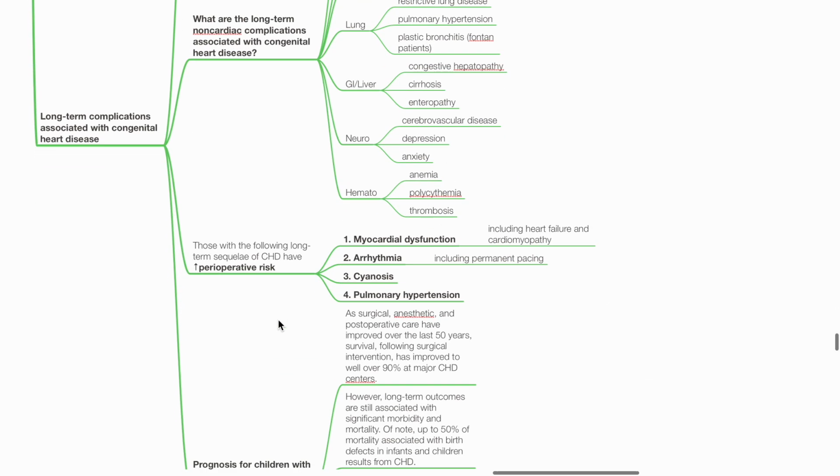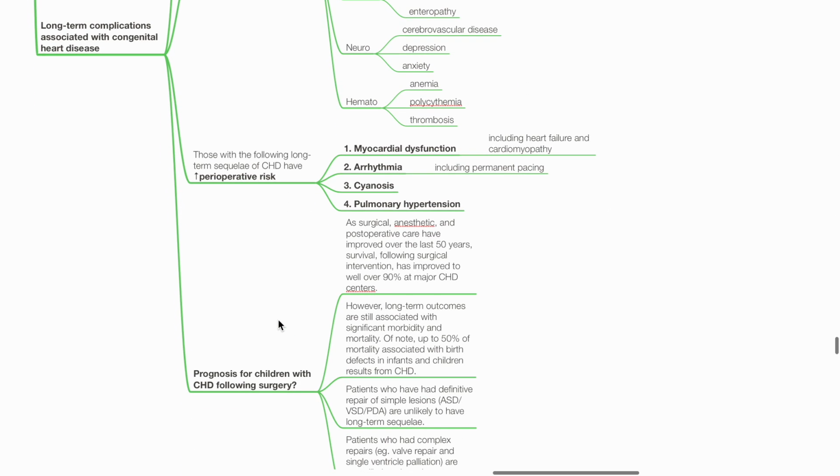Those with the following long-term sequelae of CHD have increased perioperative risk. Number 1, myocardial dysfunction, including heart failure and cardiomyopathy. Number 2, arrhythmia, including permanent pacing. Number 3, cyanosis. And lastly, pulmonary hypertension.